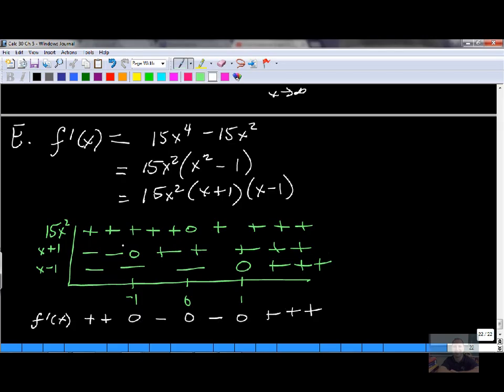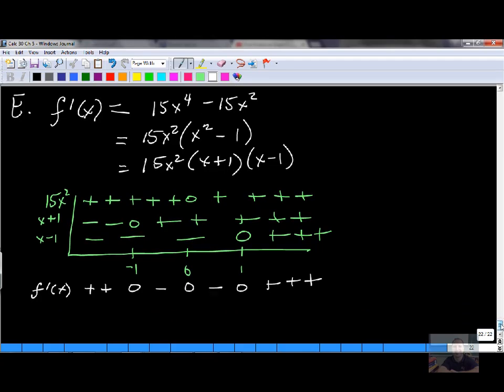So if you do your sign analysis there, that'll show you that we are increasing until negative 1, decreasing all the way through to positive 1, and increasing again. So this intervals of increase and decrease also tell us what?